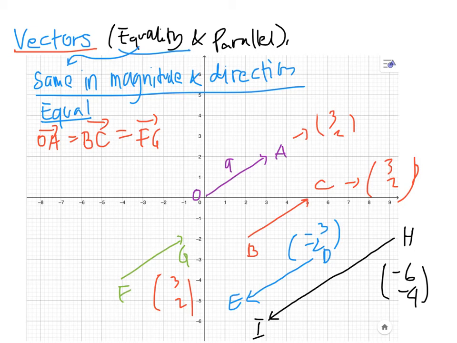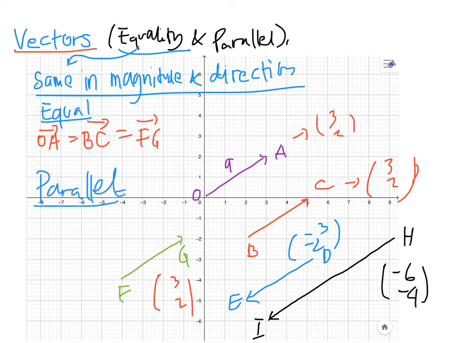Even though, for example, the blue vector, in terms of the magnitude, is actually the same as OA, BC, and FG, in terms of the direction, see the arrow, it's not the same. So we cannot say that they are equal vectors or the same vectors. But we can touch on the next term, which is parallel.